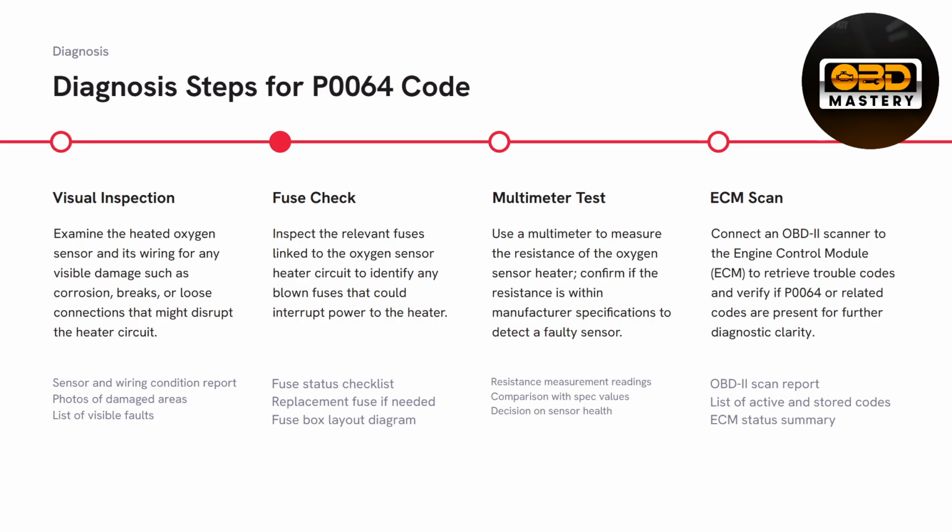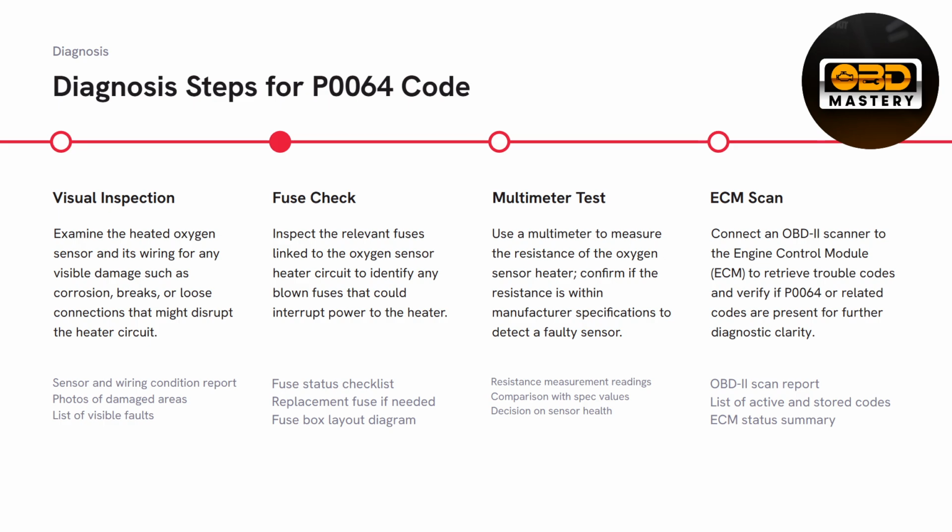Fuse check: you're also going to want to inspect the fuses. It's just super easy to do. Go to your fuse box and pull out whatever fuse the diagram tells you is related to the heated oxygen circuit, whatever amperage it may be. Look at the little coil in the middle. If it looks fried and it's not in contact with the rest of the coil inside of the fuse, then that fuse needs to be replaced.